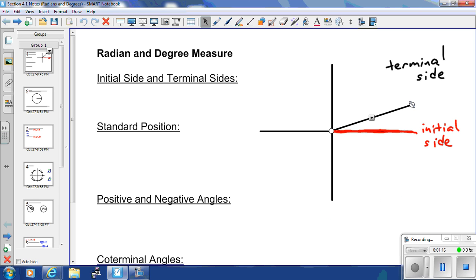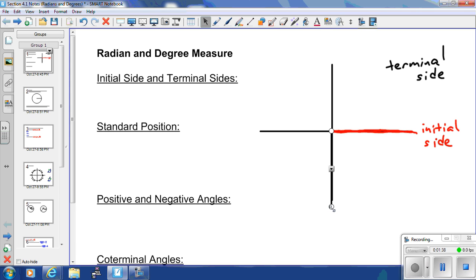Those are positive angles because I'm going this way. I could have done the same angles by going this way. These are called negative angles. So this angle here, for instance, could be called negative 90, or it could be referred to as positive 270. That's what coterminal angles mean.